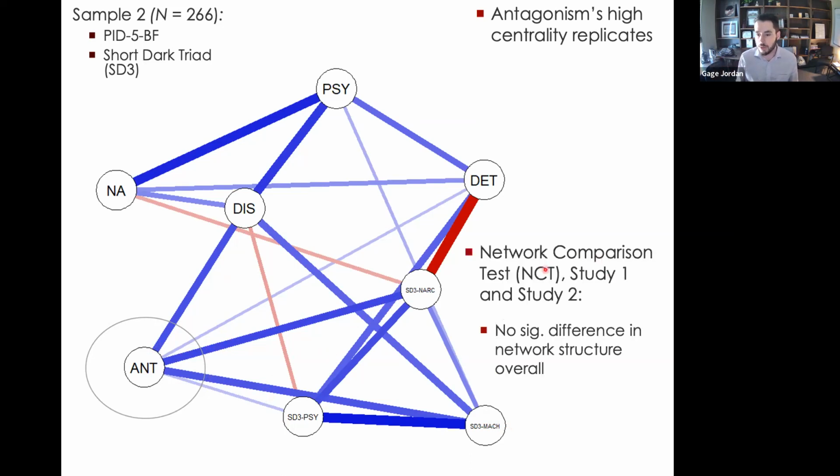And you can do something called a network comparison test, just at the level of the structure, no difference overall. A couple of differences here in edges like I was talking about, but pretty much the same network. Antagonism still has a pretty strong influence here.